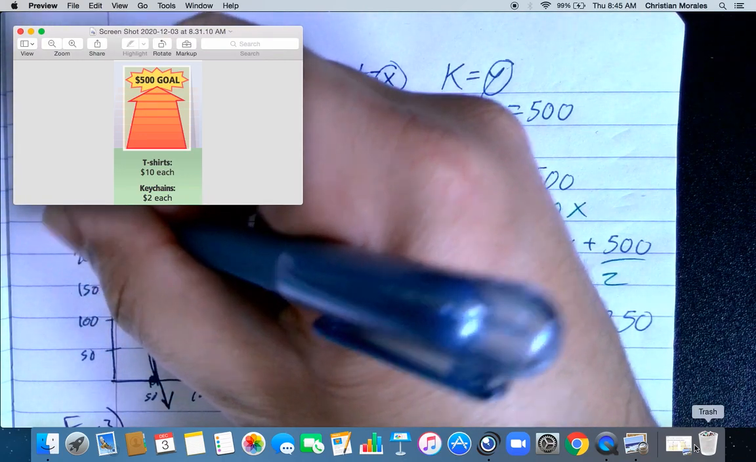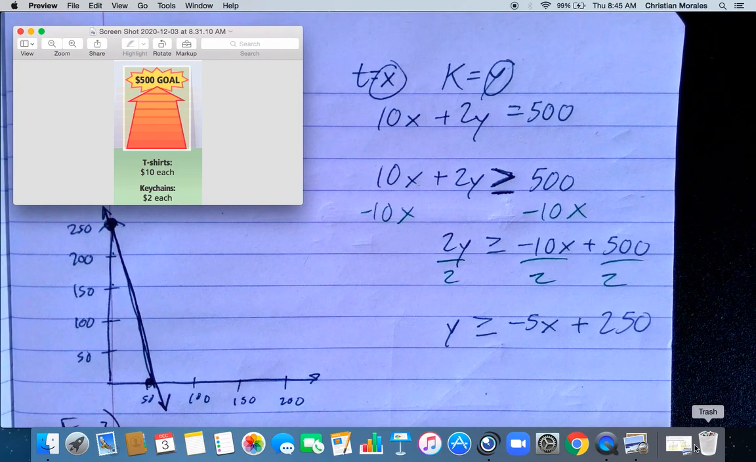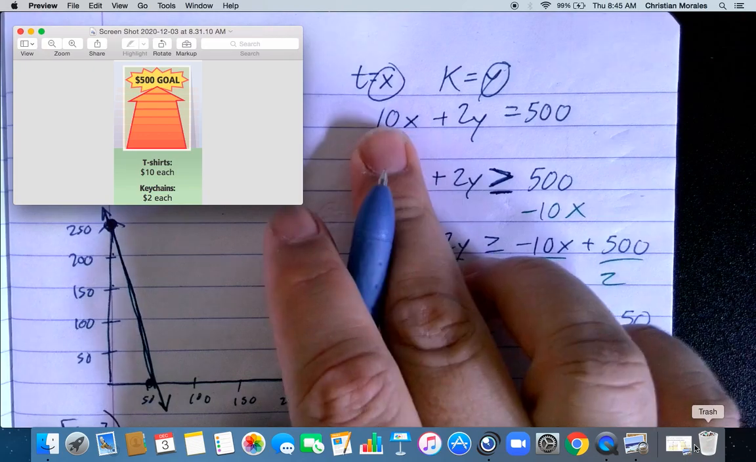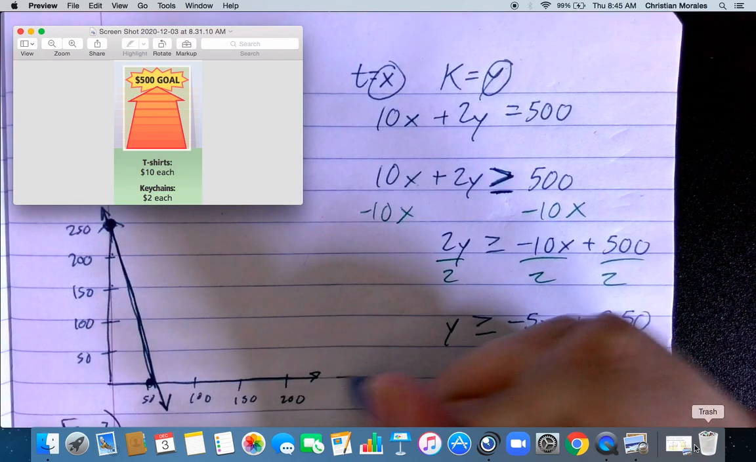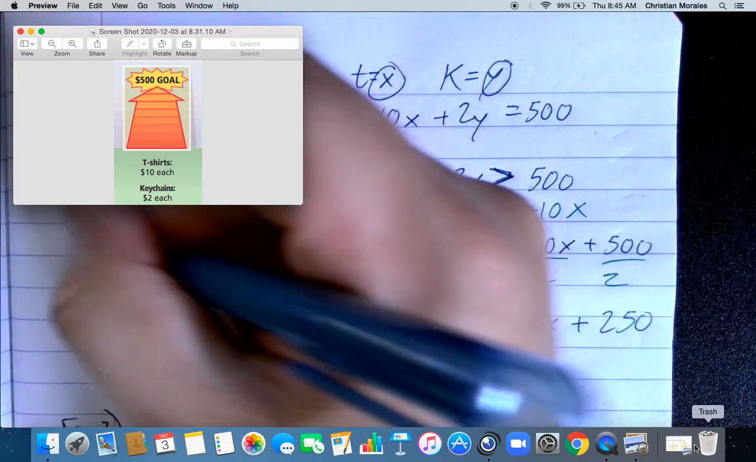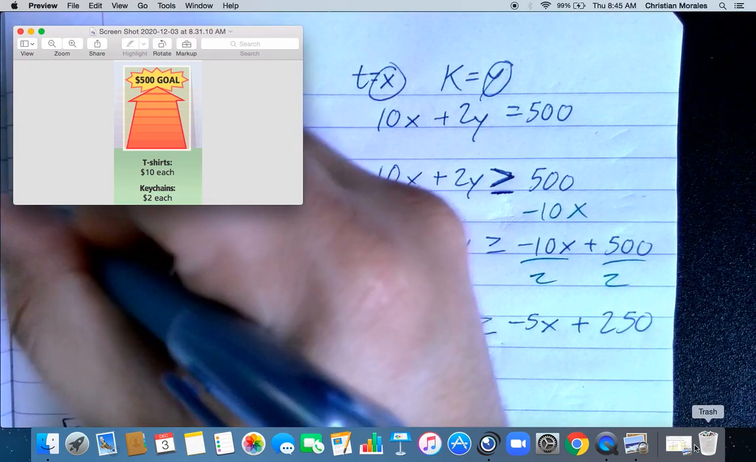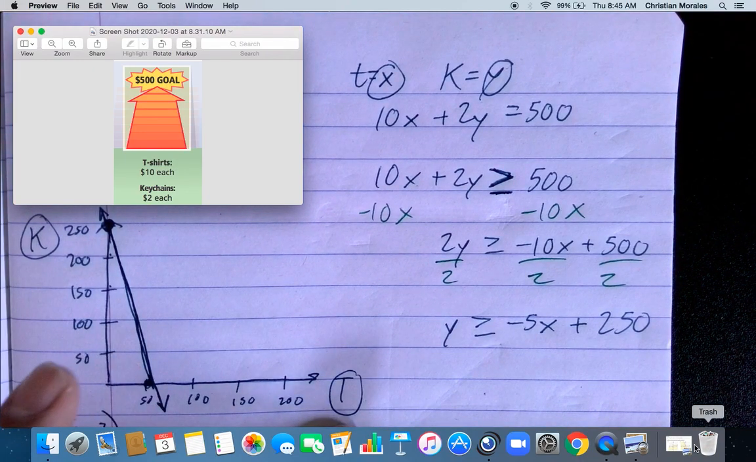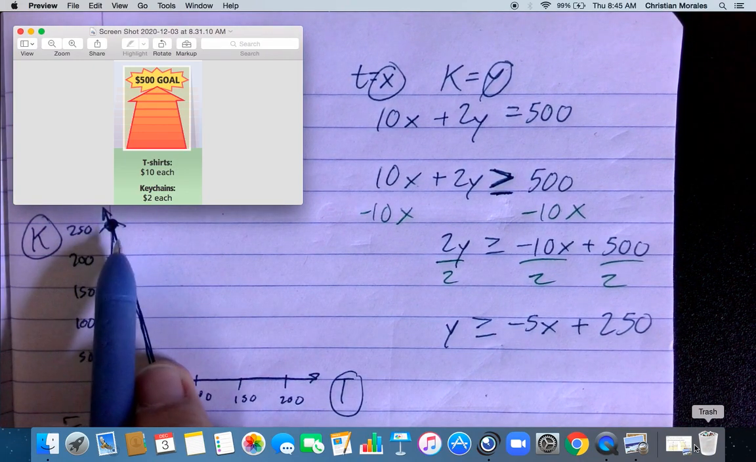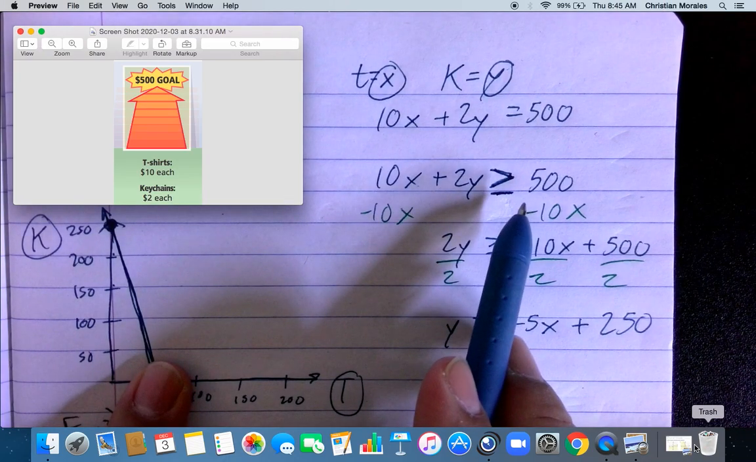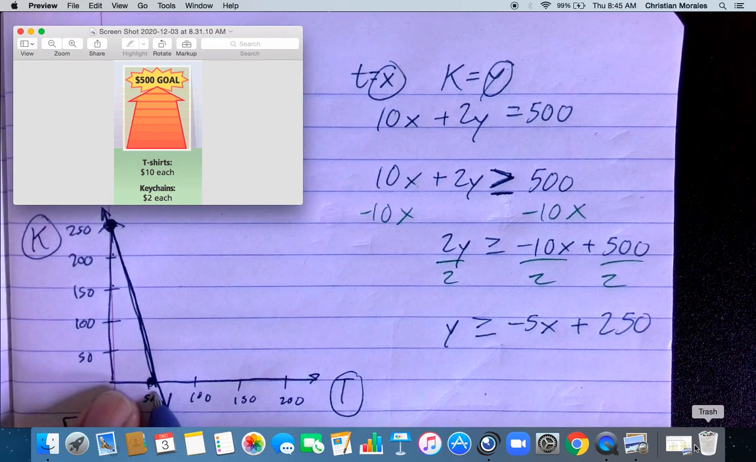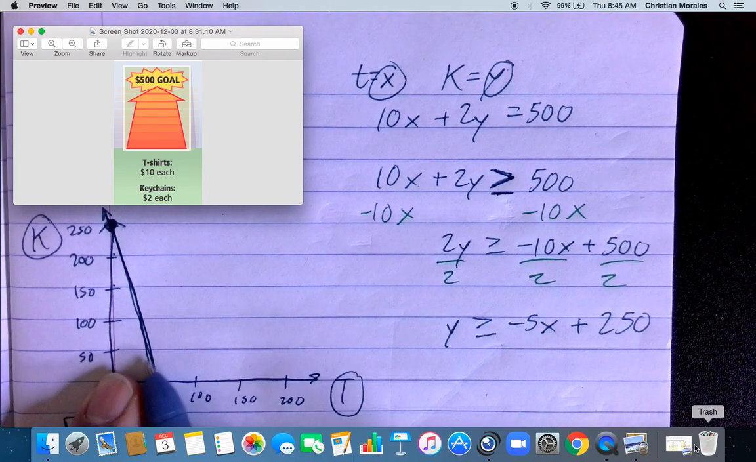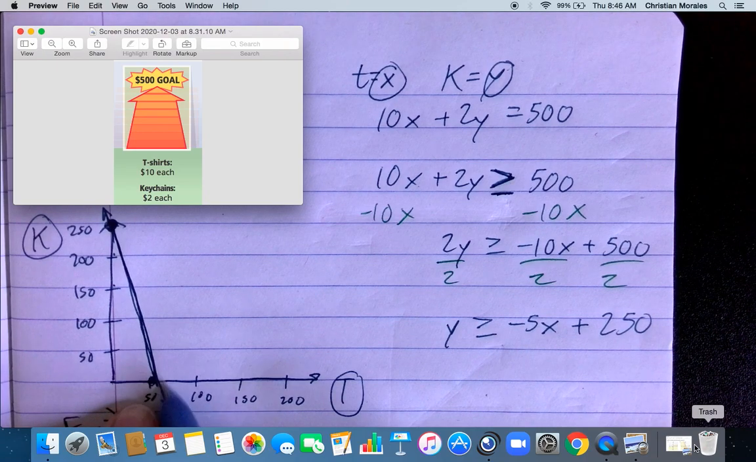What does this line mean? You have to remember what I said X and Y are. X and Y are two different things. So this is t-shirts, and this is keychains, right? So you can sell, let's just say you sold no t-shirts. You would have to sell 250 keychains to make this much money. What if you didn't sell any keychains? Well, you'd only have to sell 50 t-shirts to make this much money, right? So these are like the extreme values.